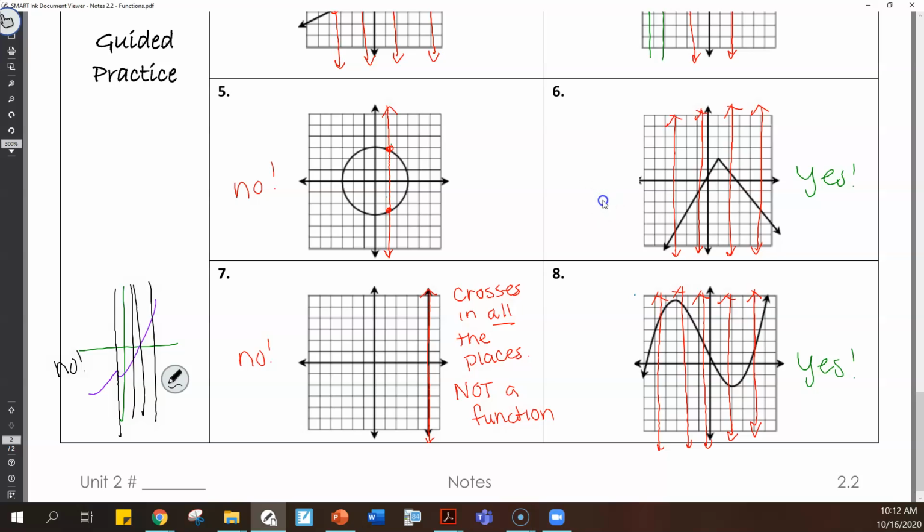So for number 6, it is a function. There's nowhere that it would cross more than once. For number 7, this one was tricky because the line is a vertical line. Well, that means that if I put a vertical line on top of the line, it's going to cross at all of those places at once. Well, that's more than once at a time, so this is not a function. And then number 8, again, there is nowhere along those lines that a vertical line would cross twice, so this is a function.